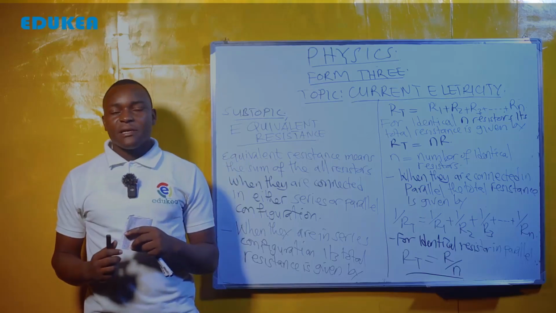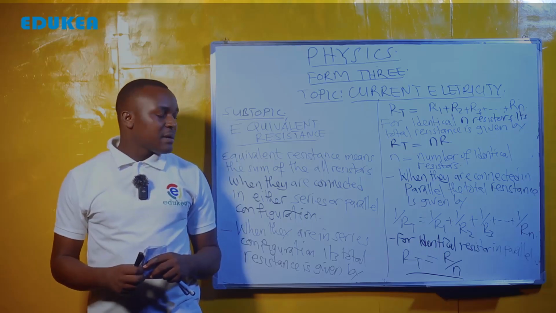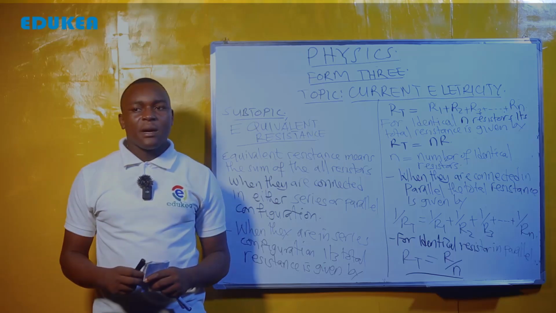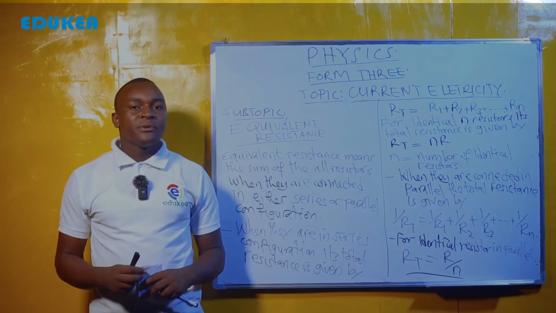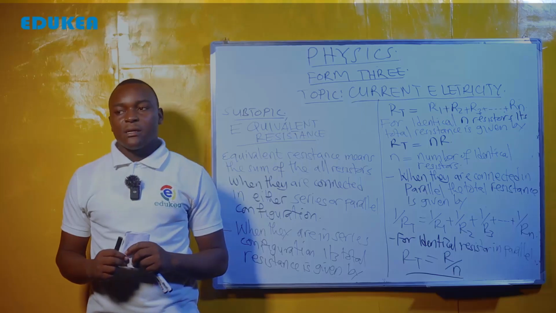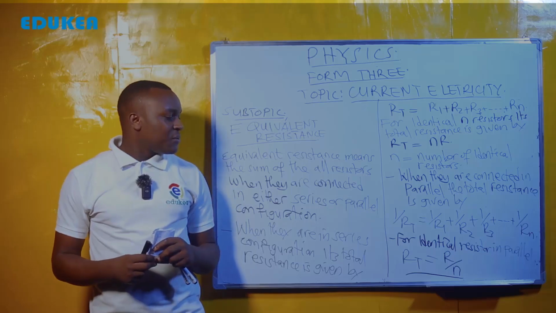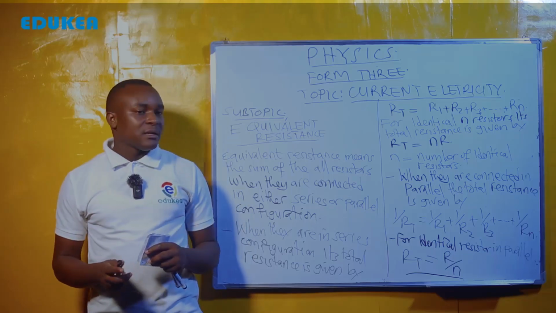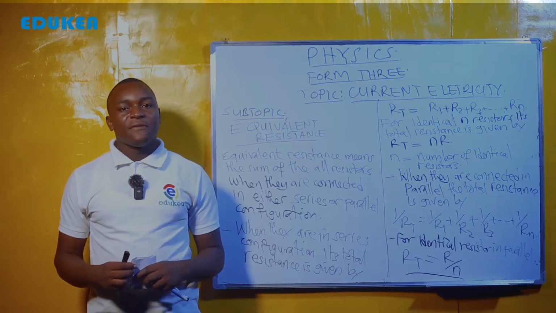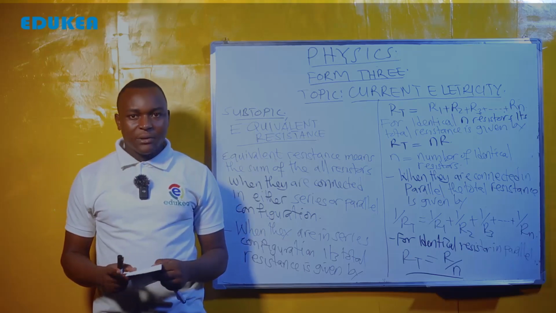But when they're in parallel configuration, you can calculate the total resistance by taking 1 over the total resistance is equal to 1 over resistance 1 plus 1 over resistance 2 plus 1 over resistance 3 plus and so on, plus 1 over resistance N. But when you have identical resistances, you use the formula such that equivalent resistance is equal to the value of that identical resistance, divided by the total number of those identical resistances. So let's now look at the examples.